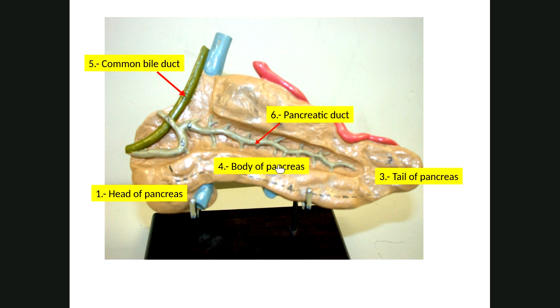So here it is. Here's the pancreas. Here's the pancreatic duct. Here are the enzymes that get excreted into the duodenum. So tail, body, head of the pancreas. Remember, common bile duct is on every test.